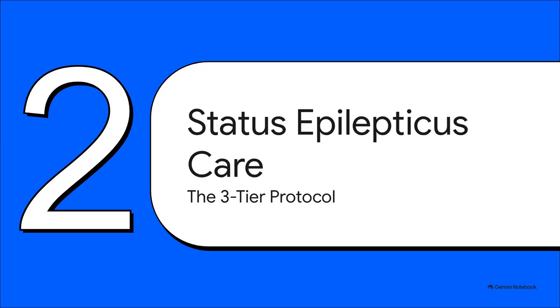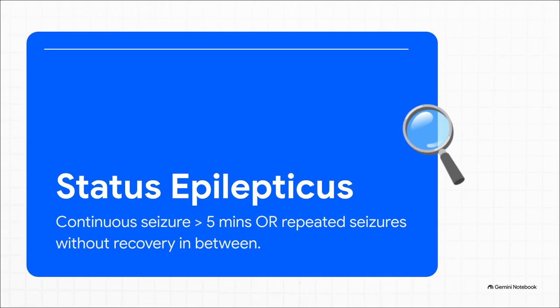Moving right along to part 2, status epilepticus, the protocol. Okay, the absolutely crucial metric you need to remember here is the 5-minute mark. Basically, a continuous seizure lasting more than 5 minutes, or repeated seizures without any recovery in between. That 5-minute threshold, it's a total game changer. Once that line is crossed, the clinical team instantly shifts from basic observation to aggressive, life-saving intervention.